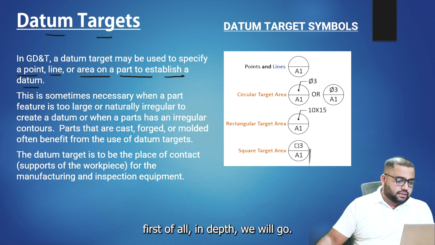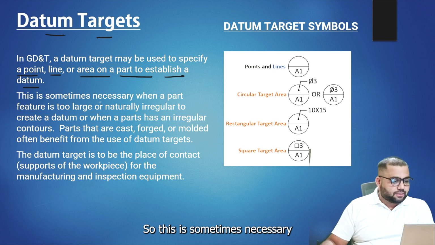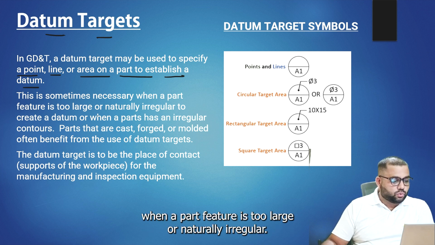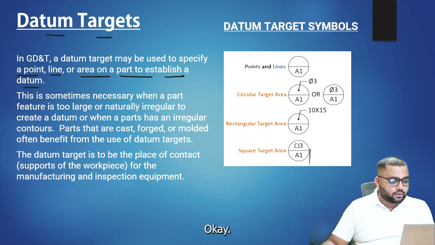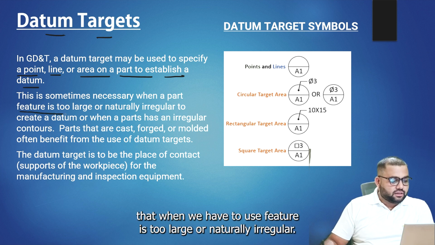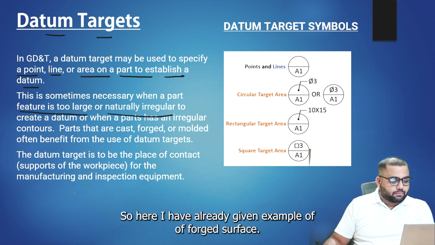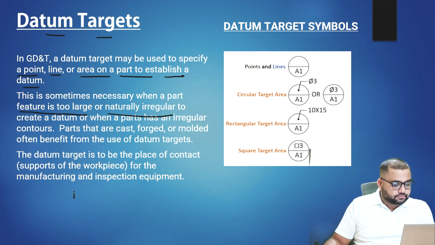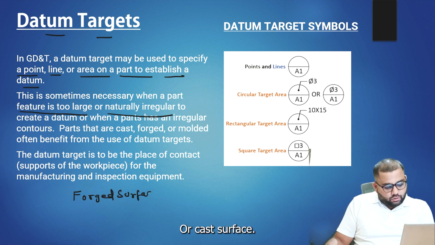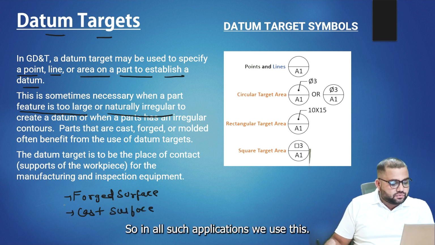Okay, so this is sometimes necessary when a part feature is too large or naturally irregular. I have already given examples of a forged surface or cast surface or molded parts. Okay, so in all such applications we use this.